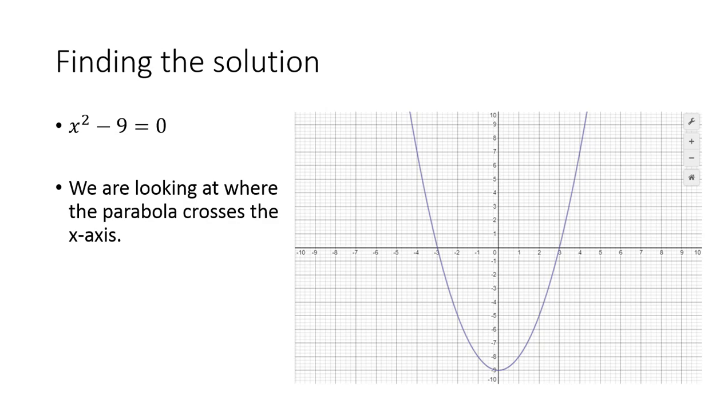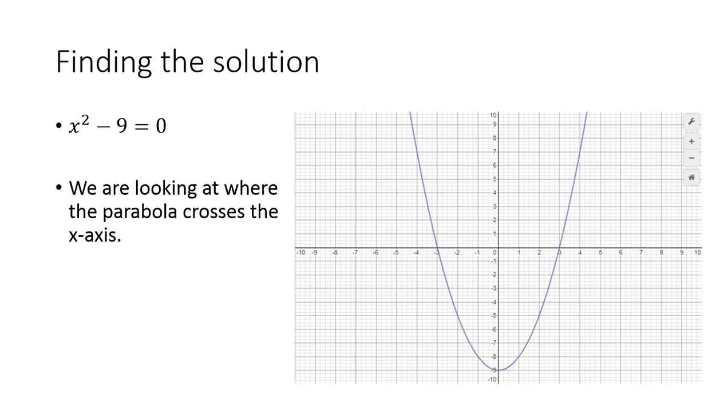Now, when we're finding solutions, if you're asked to find the solution, find the zeros, anything like that, what we're asked to do is find the x values of the quadratic that make the whole function equal to 0. Okay, so that makes the whole function equal to 0. When we do this, what we're looking for is where it crosses the x-axis. That's kind of the goal.